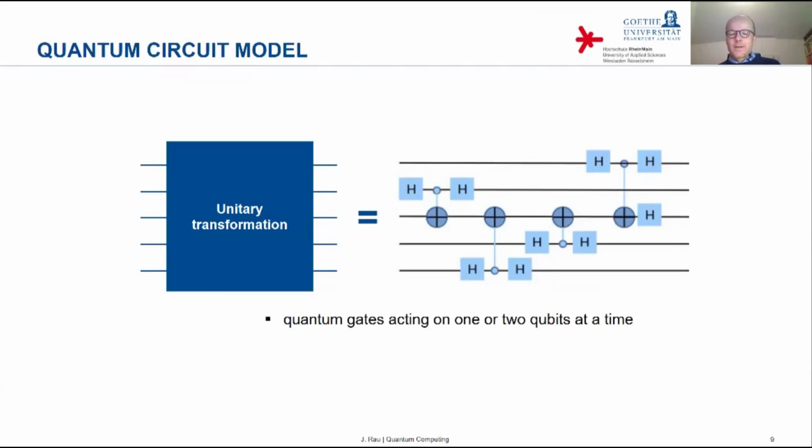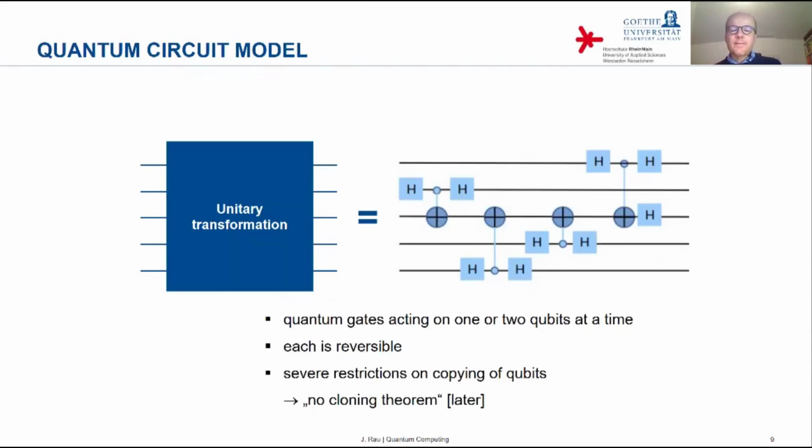Okay, so this is the quantum circuit model. Each gate in itself is reversible, and the whole unitary transformation is reversible. And I have mentioned this already a couple of times because it's just a very important aspect. One thing that is not easily possible, in contrast to the classical case, is you cannot simply copy qubits the way you can copy classical bits. So this is important to keep in mind.